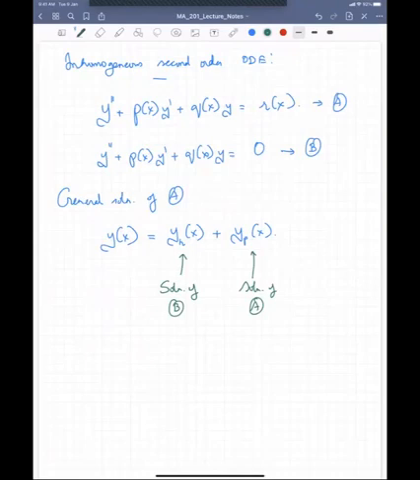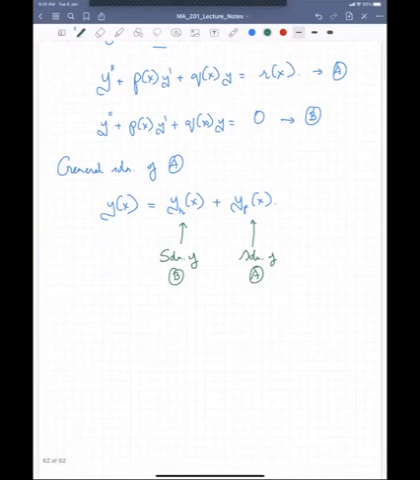And now you wonder, wait a second, Yp of x is a solution of A. So you're writing a solution of A in terms of the solution of A. That doesn't make any sense. But there is a slight difference.